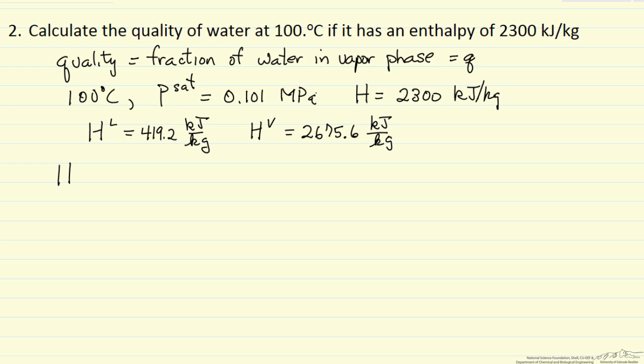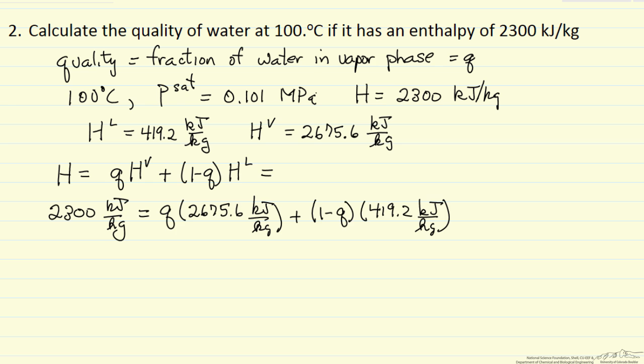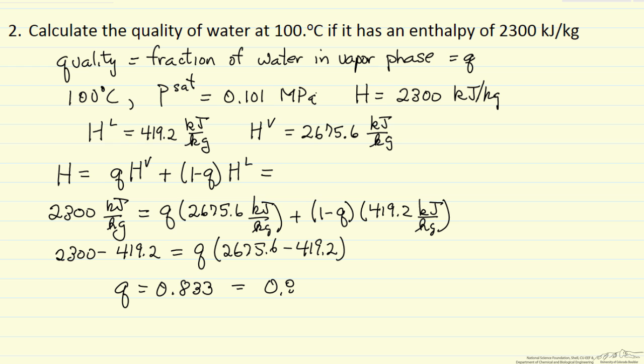And so the enthalpy then of the mixture of liquid and vapor is the fraction of the water that's in the vapor phase times the enthalpy in the vapor phase, and then the fraction that's in the liquid phase, which is 1 minus the fraction of vapor phase, times the enthalpy in the liquid phase. So we can substitute in numbers here, and then I can just do the math and solve for Q. In terms of significant figures, I'd say fraction that's vapor, 0.83, so 83% vapor, 17% liquid if it has this enthalpy at 100 degrees C.